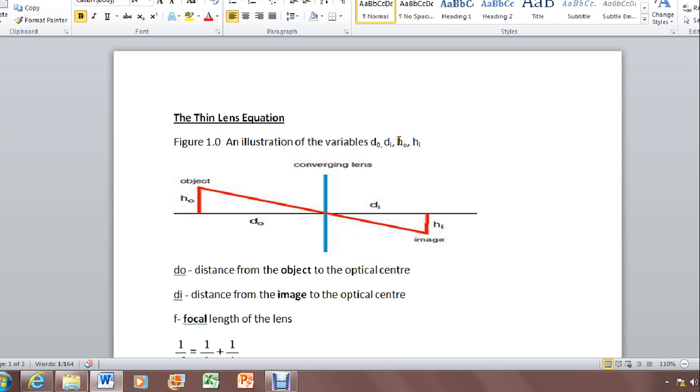And here I've mentioned HI and HO, which just simply represent how large the object is and how large the image is, which is important when you're talking about magnification.